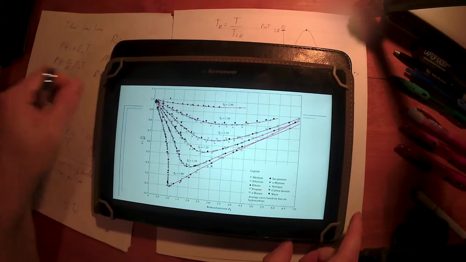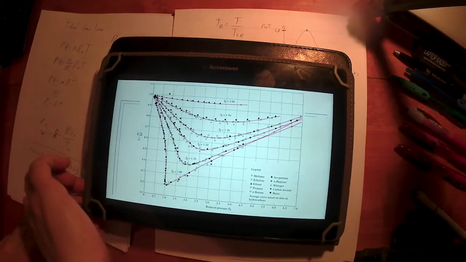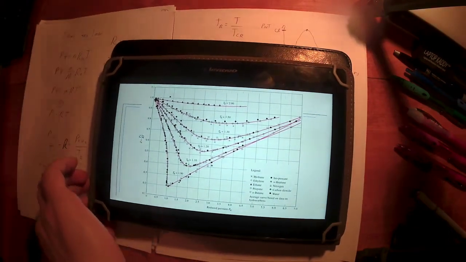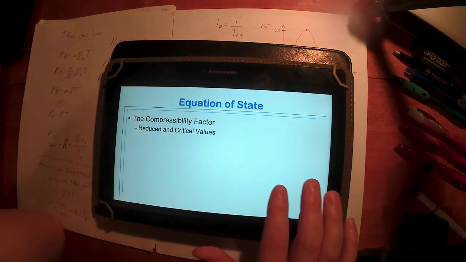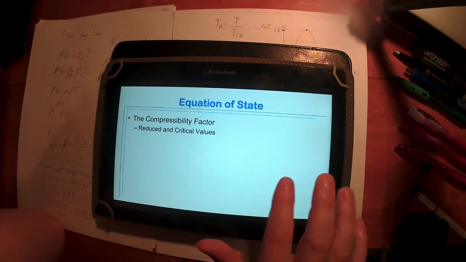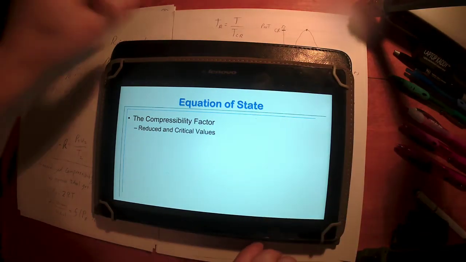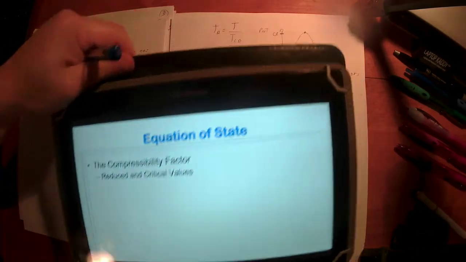Okay, so don't worry if that seems a little foreign or Greek. I'm not going to ask you to use a generalized compressibility factor on a regular basis. I've already shown you the reduced values here. That's these equations up here.